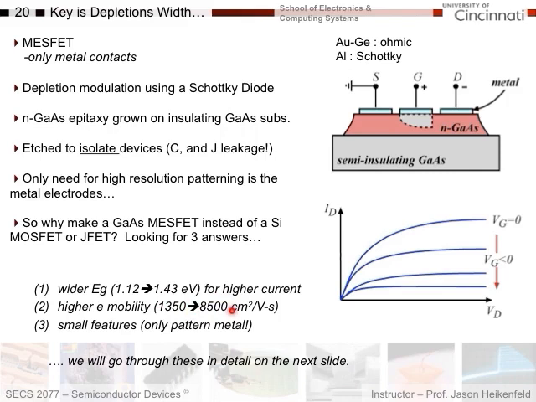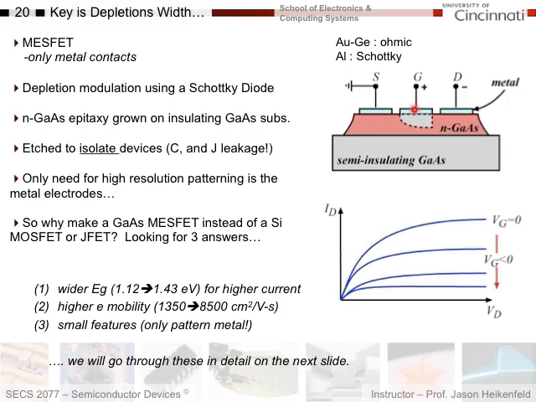Electron mobility gives me higher current, since my current is flowing from here to here by drift, right? It's just voltage through a semiconductor. So high mobility helps me there. And again, as I noted before, it's an advantage to have a small gate metal here.